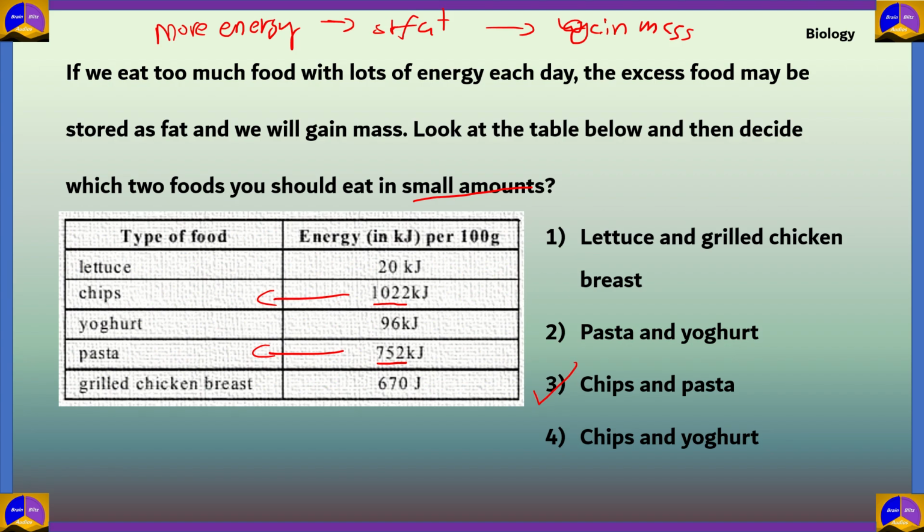Option 1 is incorrect because for lettuce and grilled chicken breast, lettuce is the lowest, not the highest, and grilled chicken breast doesn't have any. Other options are incorrect. So option 3, chips and pasta, is the correct answer for this question asked in biology.